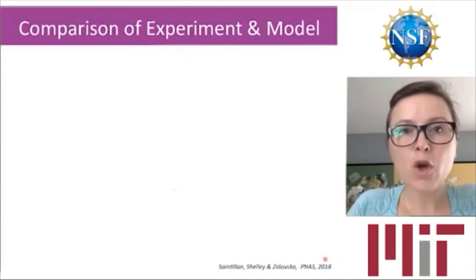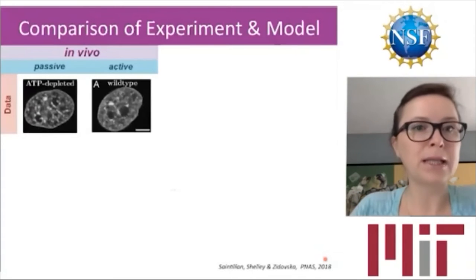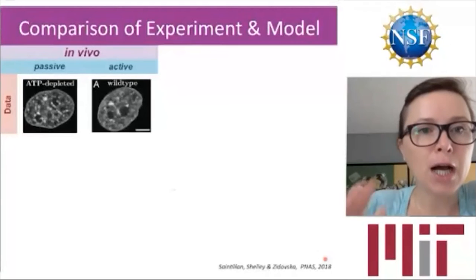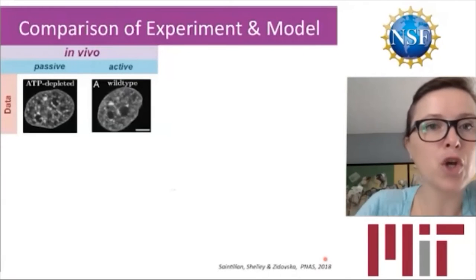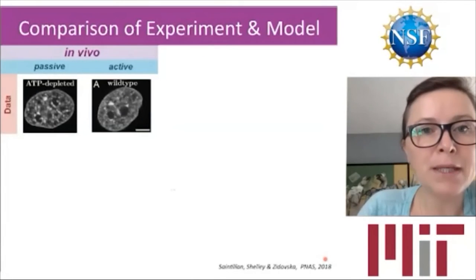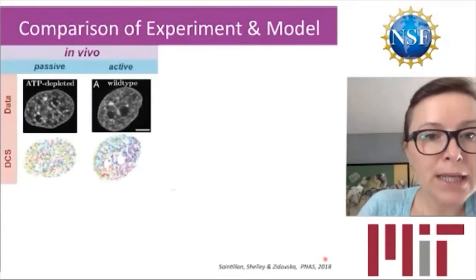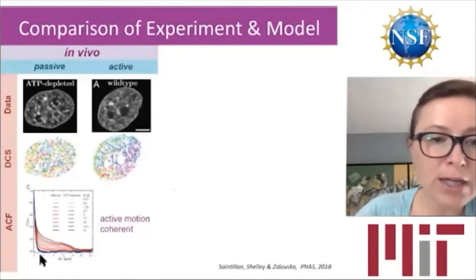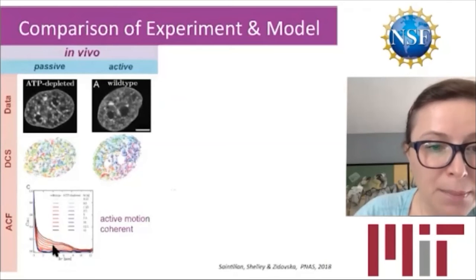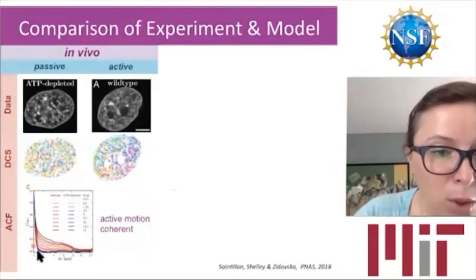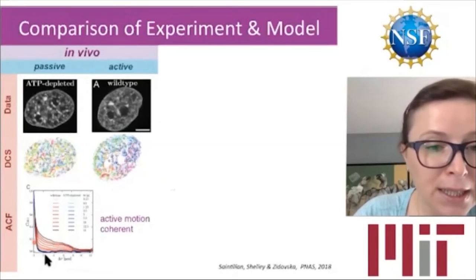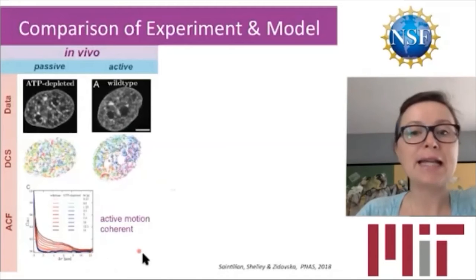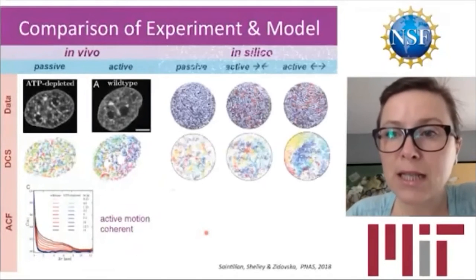So let me compare these results with our experimental data. First, to recap what I have shown you: in vivo, when you measure the passive and the active, the ATP-depleted and the control nucleus, we can obtain the DCS maps and evaluate the autocorrelation function. The red data here is from the control cell and shows the presence of coherency increasing with increasing time lag. The blue curves correspond to the ATP-depleted case, where there is no coherence at any time scale. Now let me show you the results from our models.